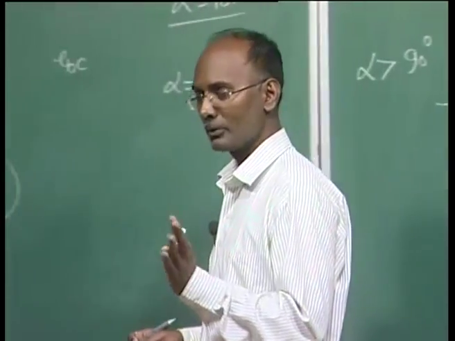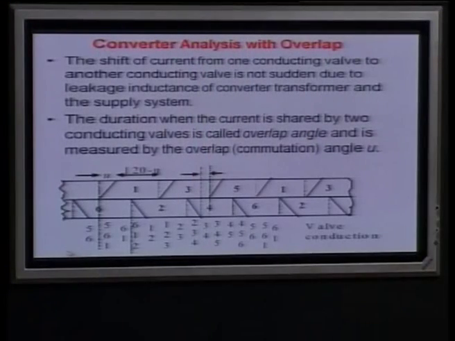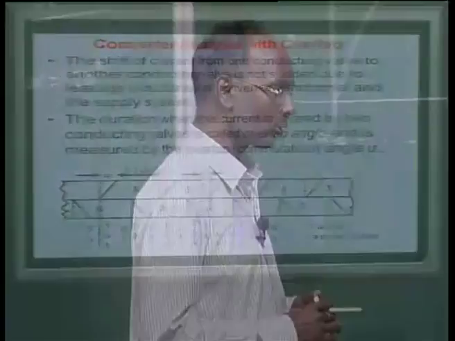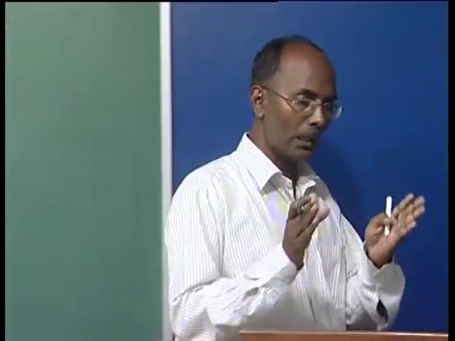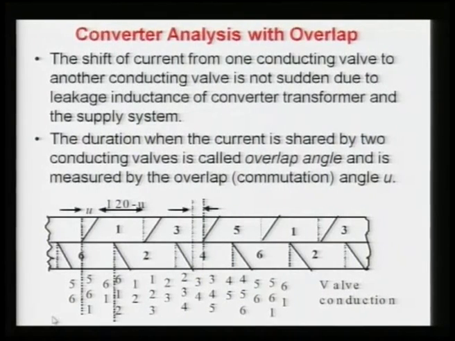This was the ideal case, which very rarely exists, but now we have to go for when there is some overlap angle. Again, I remind you, this overlap angle is the angle when the two valves in the same limb, upper or lower, take time to change the current from one valve to another. That is why it is written here: the shift of current from one conducting valve to another conducting valve is not instantaneous due to problems like the leakage inductance of the converter transformer, and sometimes a weak supply system may also lead to some other problem. So, the duration when the current is shared by the two conducting valves is called the overlap angle u, and it is known as the commutation angle.